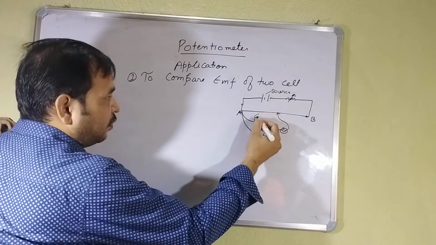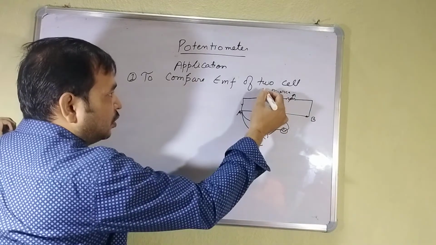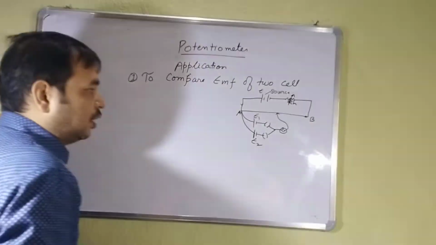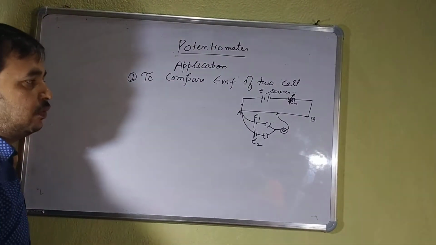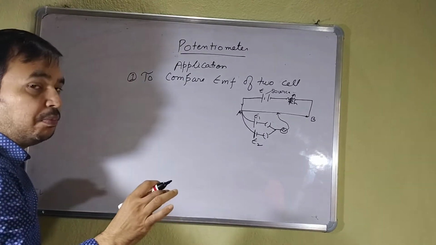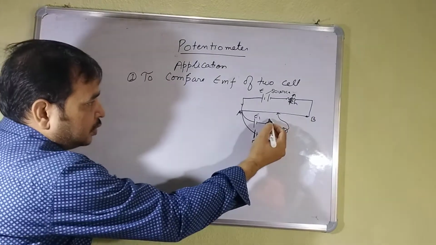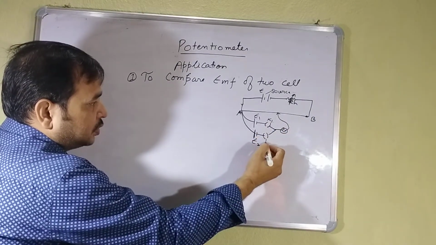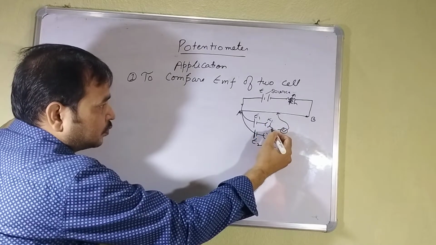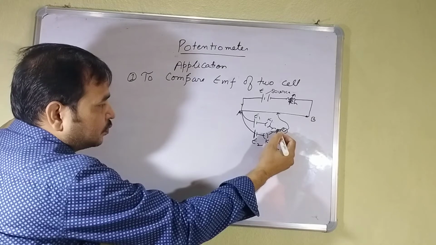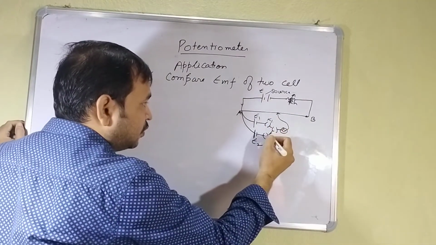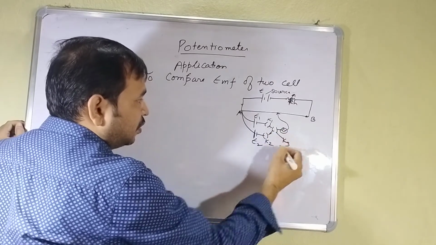Now this is suppose of EMF E1, E2, this is of EMF E. We are not concerned about this. We have to only know how to compare the EMF. We have to not find the EMF here, we have to compare it. Now suppose this is K1, this is K2, and this is suppose third key, K3.